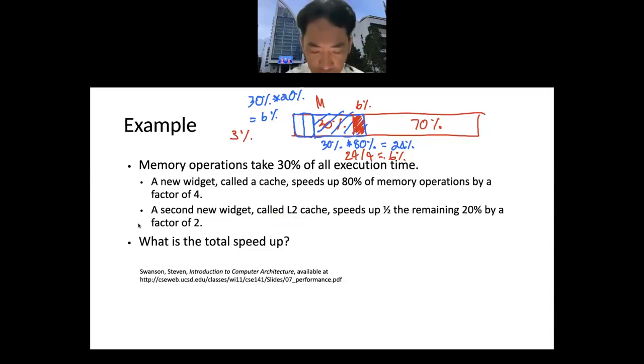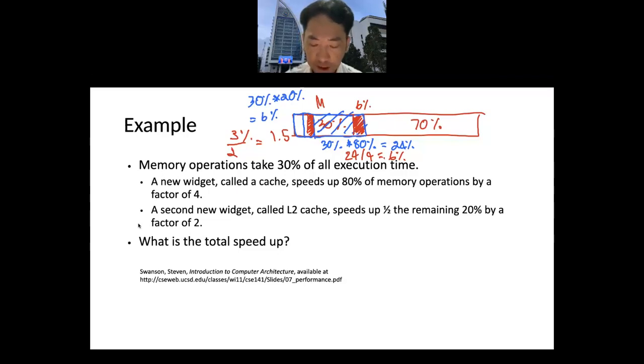And L2 Cache can speed up by a factor of 2, so we divide this by 2. This one is only 1.5. So this one is only 1.5, and here is the same.